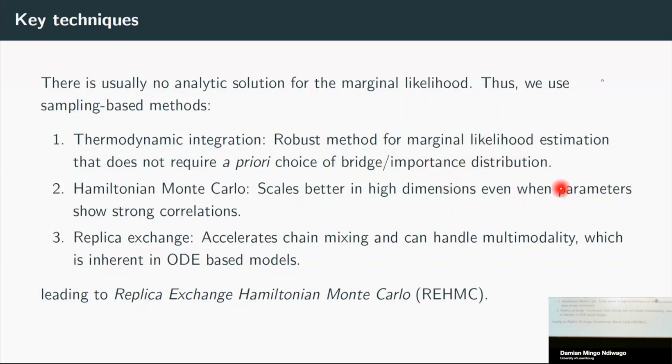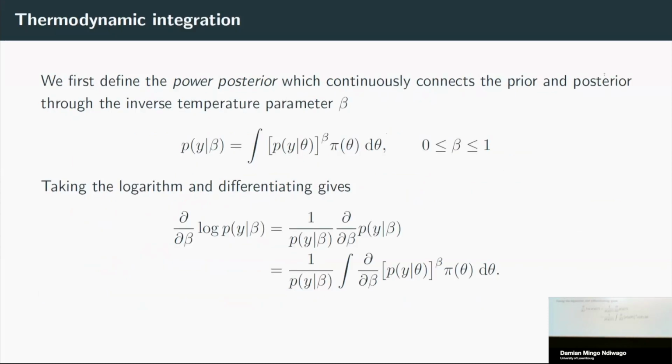And then we use gradient-based samplers, partly because they scale well in high dimensions, and the one we use is Hamiltonian Monte Carlo. And by combining it with replica exchange, this leads us to the new algorithm which we introduced, called replica exchange Hamiltonian Monte Carlo. But I will talk first about thermodynamic integration.